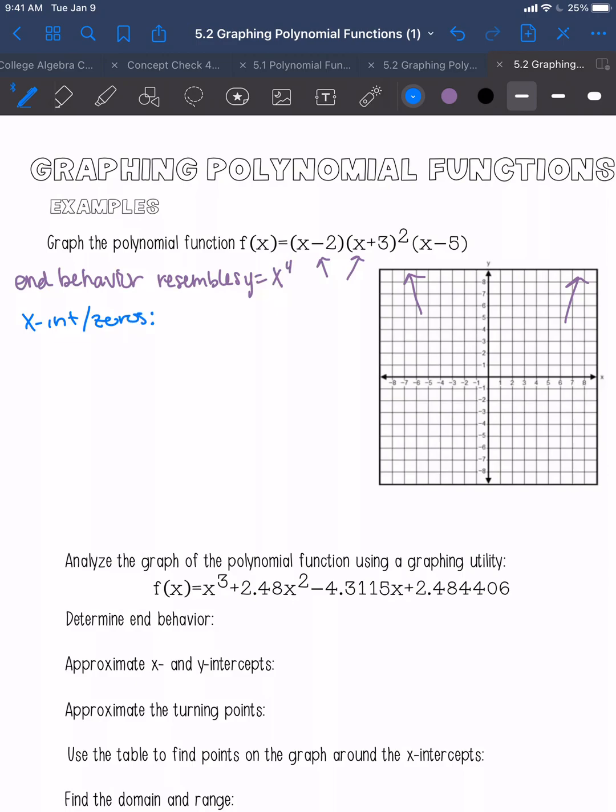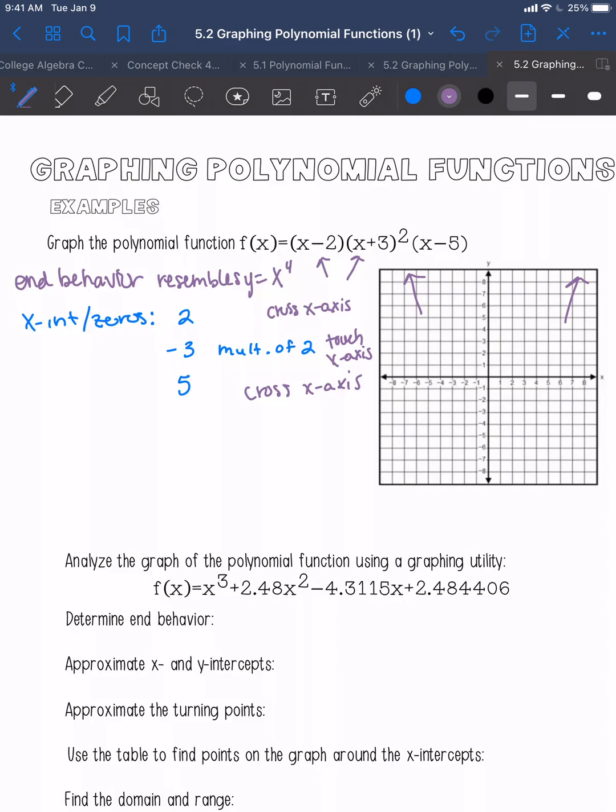If we set each of those factors equal to 0, we would get 2, -3, and 5. Our -3 has a multiplicity of 2. So we would cross the x-axis at 2, we would touch the x-axis at -3, and we would cross the x-axis at 5.